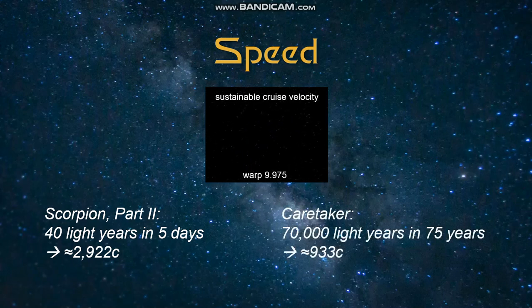So let's compare this to what was stated in Caretaker, where it said they would take about 75 years to go roughly 70,000 light years. Now if you take this at face value, that means Voyager's speed would be 933 times the speed of light. However, since we know that Voyager can travel faster than this over shorter periods of time, this estimate must include detours, stops for refueling, and other things that would extend the length of the trip. However, we can use this number, 933, as an estimate of Voyager's effective speed over a long period of time, in decades in this case.